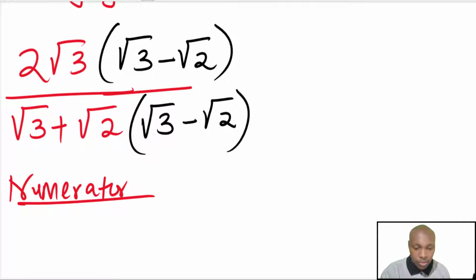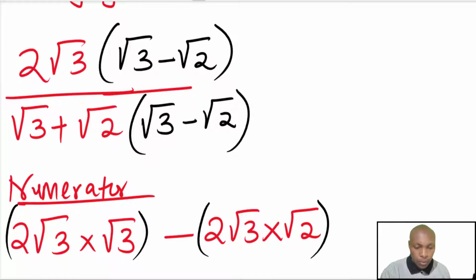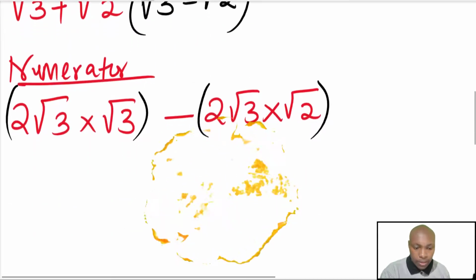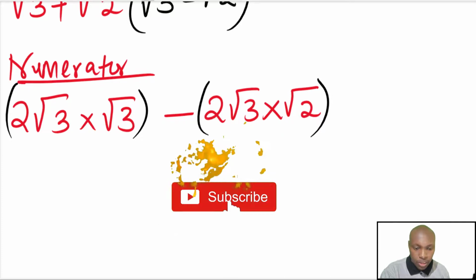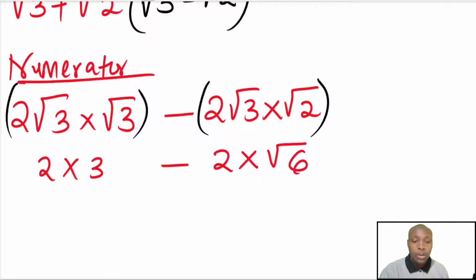So we just need to open the brackets by multiplying everything by 2 root 3. So 2 root 3 multiplied by root 3 minus 2 root 3 times root 2. So when we multiply, this is what you get. 2 root 3 times root 3 will get 2. Root 3 times root 3 will be 3.